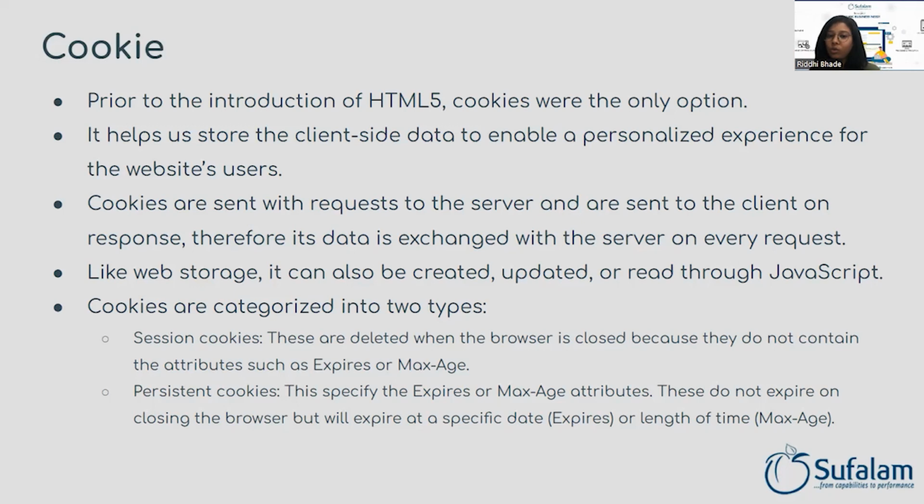Cookies are categorized into two types: session cookies and persistent cookies. Session cookies are deleted when the browser is closed because they do not contain attributes such as expires or max-age, which means they do not have any expiration time. So whenever the user closes the browser, the session cookies are deleted. Persistent cookies specify the expires or max-age attributes. So these do not expire on closing the browser, but will expire at a specific date or after a length of time.